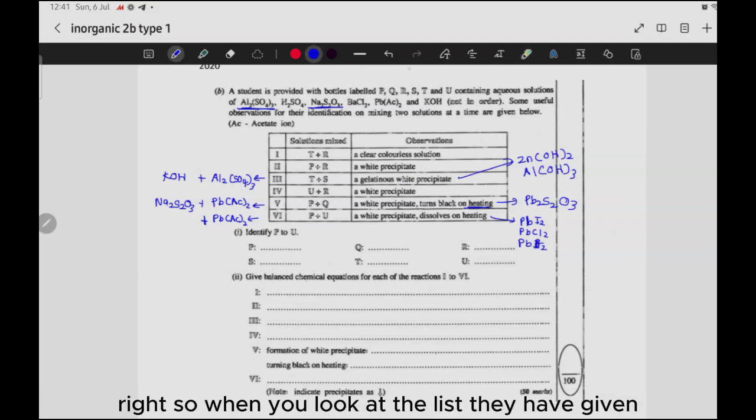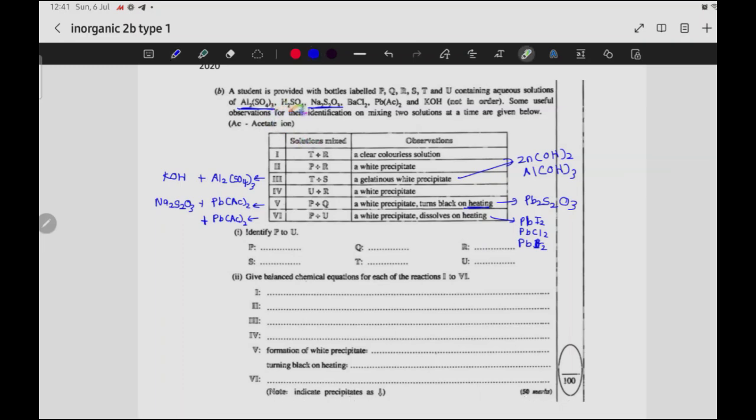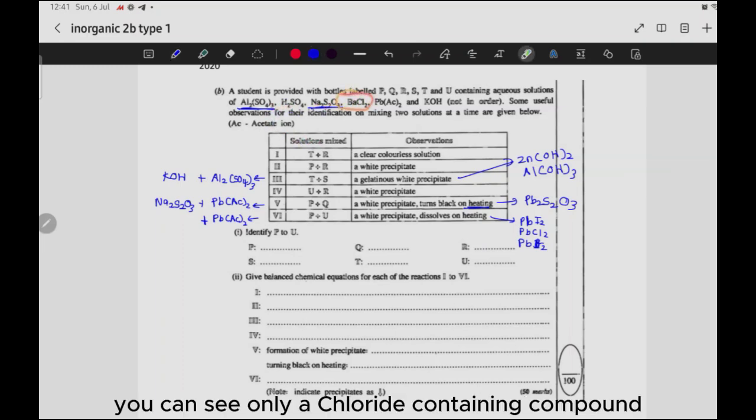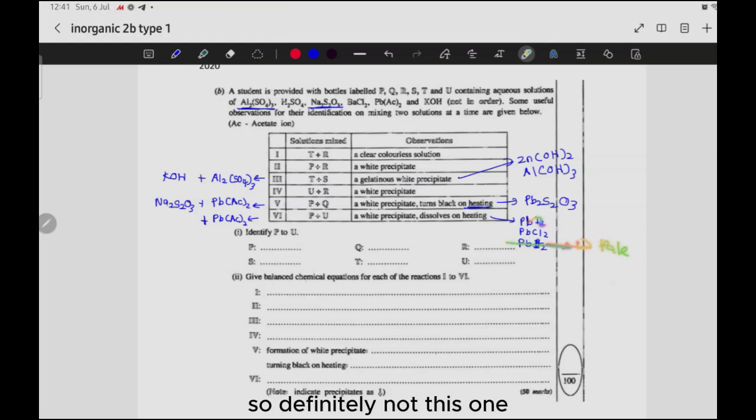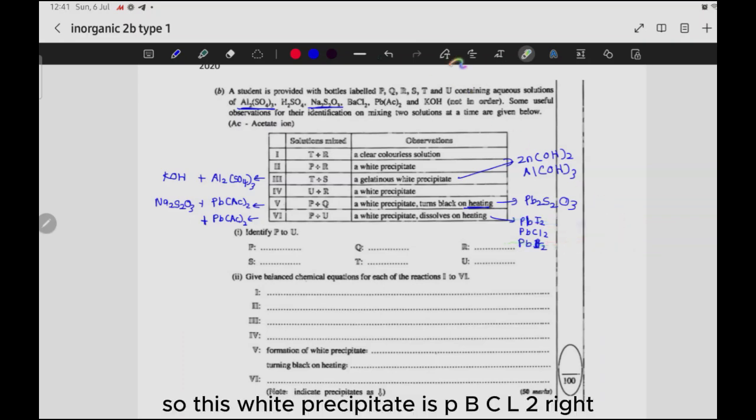right? So when you look at the list they have given, you can see only a chloride containing compound, so definitely this white precipitate must be, also they have said it's a white precipitate, right? So lead bromide is a pale yellow precipitate, so definitely not this one. Lead iodide is yellow, so this white precipitate is PbCl2, right?